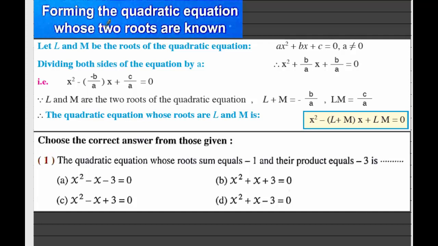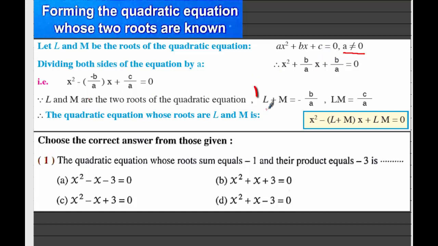Hello everyone, in this video we'll study forming the quadratic equation whose two roots are known. First, you must remember if L and M are two roots of the quadratic equation ax squared plus bx plus c equals 0, and of course a not equal 0. Here a not equal 0, because if a equals 0 it will be a linear equation.